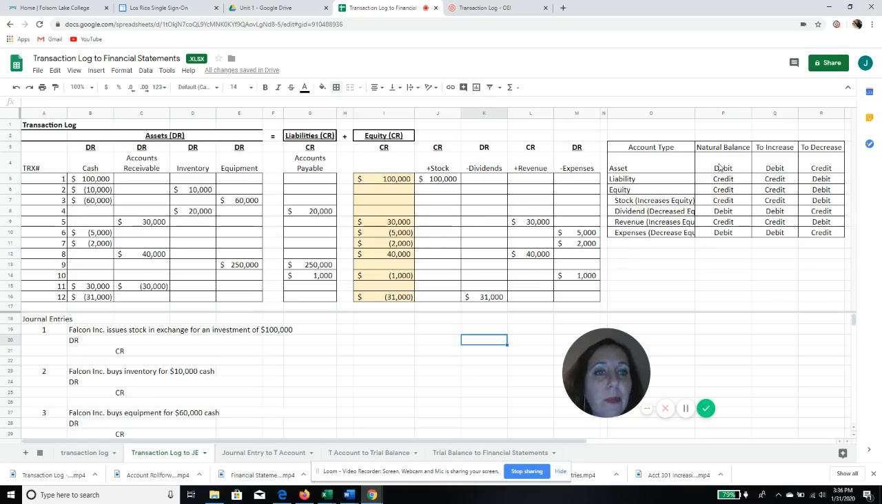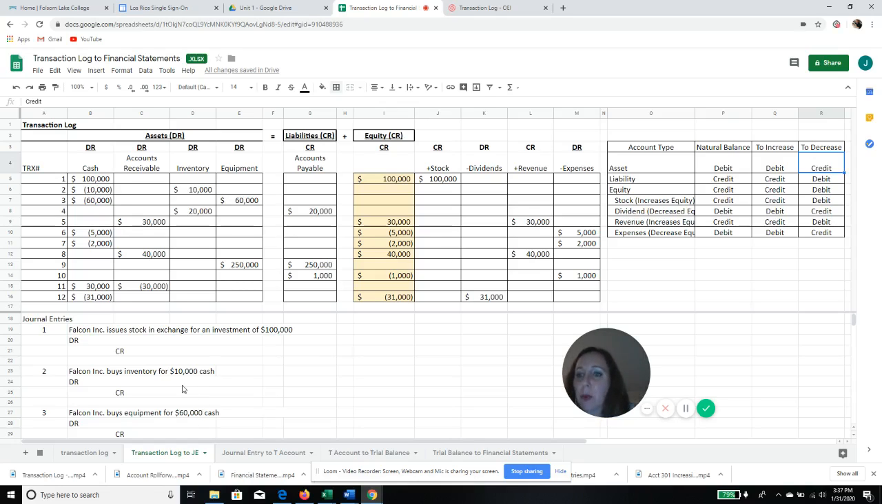In order to do that, we're going to use our transaction log as well as our chart that reminds us of the natural balance, debit or credit, for each of the types of accounts, which correspond to assets, liabilities, and equity above the top, as well as stock, dividends, revenue, and expenses. Remember that once we determine the natural balance, we increase using the same sign, debit or credit, and we decrease doing the opposite. So an asset has a natural debit balance. We increase an asset account with a debit, and we decrease an asset account with a credit. All right, let's get started.